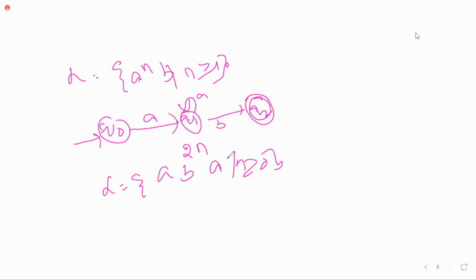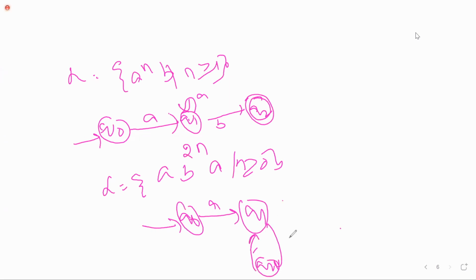Please tell me the answer. Q naught on A goes to Q1. Can I draw like this? Then it is B to the power of 2n only. 2 times it is evolving, no? Next on A it is going to Q3. No need to bother about the dead states and all. Got it?